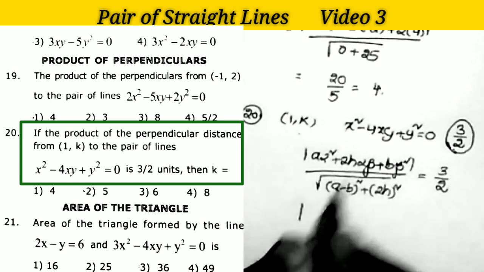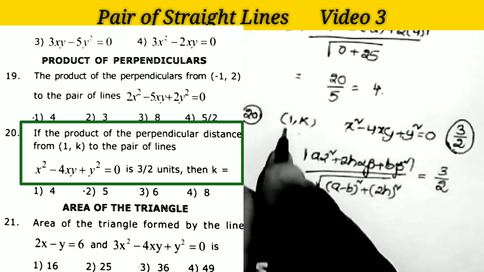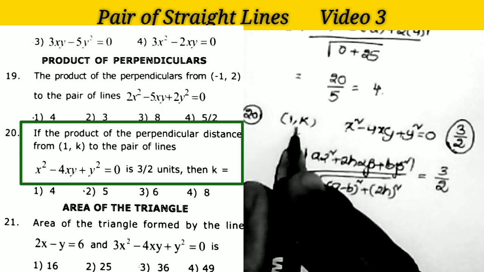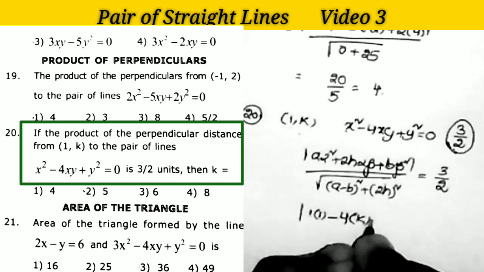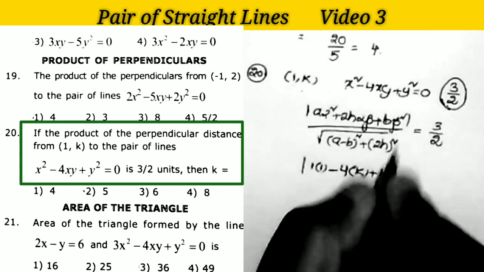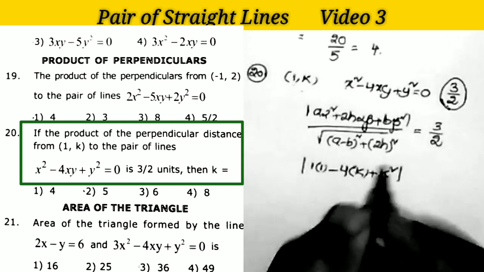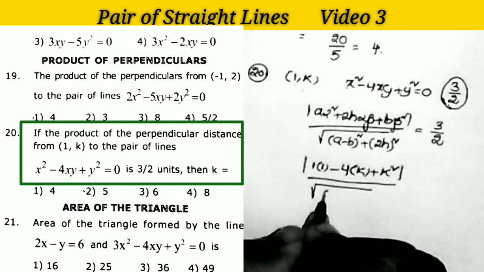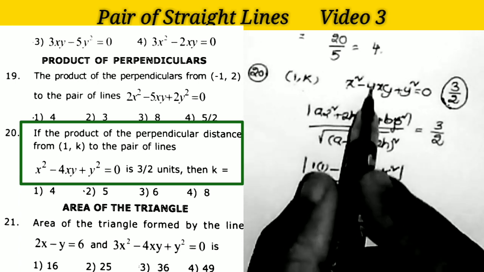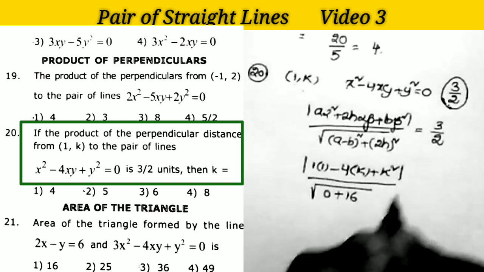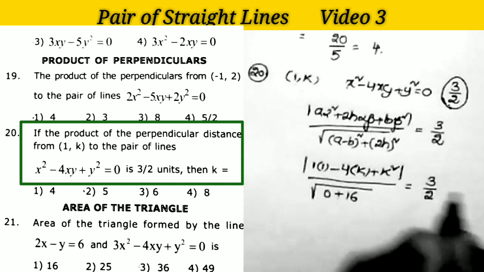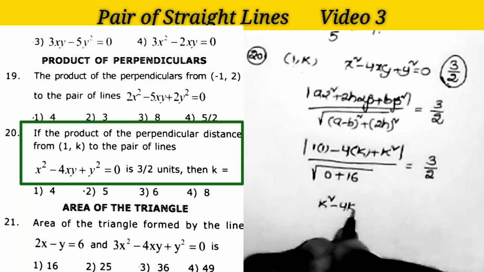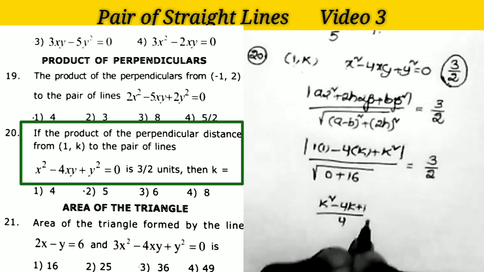a is equal to 1. 1 into α², that is 1 into 1. 2h is equal to -4. α into β is equal to 1 into k, that is k, plus b is equal to 1 and β² is equal to k², that is k² by square root of (a - b)². 1 minus 1 is equal to 0. (2h)², (-4)² is equal to 16, that is equal to 3 by 2. Okay, now that is (k² - 4k + 1) by 4 is equal to 3 by 2.